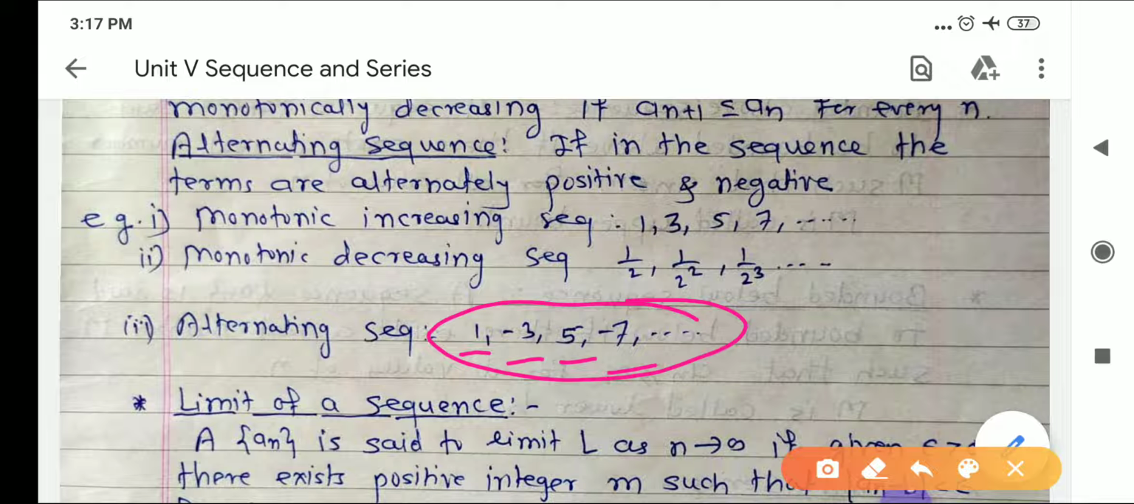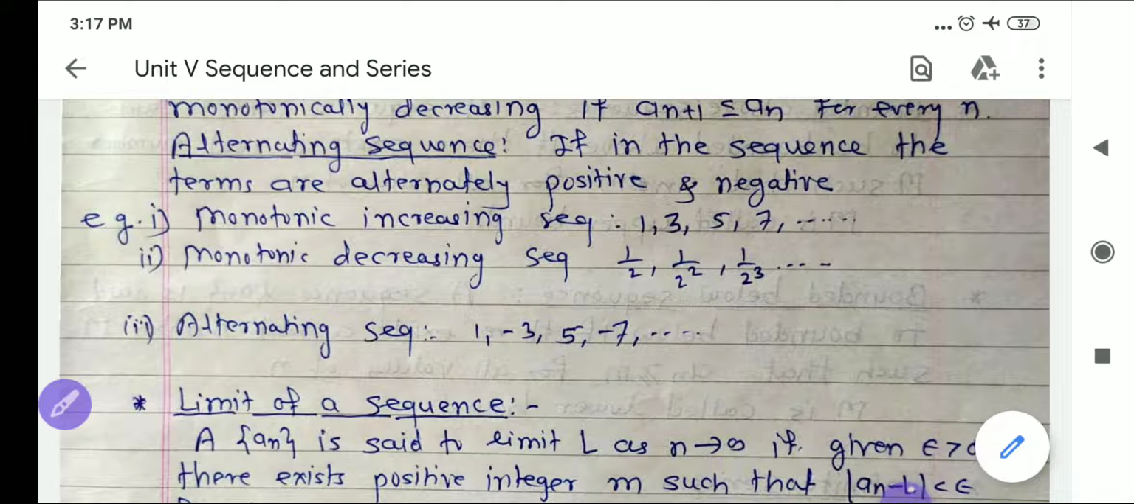So what is meant by monotonically increasing sequence, decreasing? A simply increasing sequence is called a monotonically increasing sequence, a decreasing sequence is called a monotonically decreasing sequence, and the sequence which is both monotonically increasing and decreasing, that is called a monotonic sequence. Okay, and alternating sequence means in that sequence signs alternate.